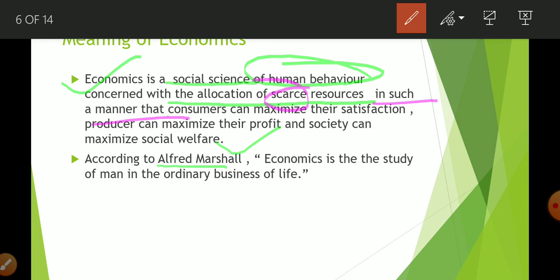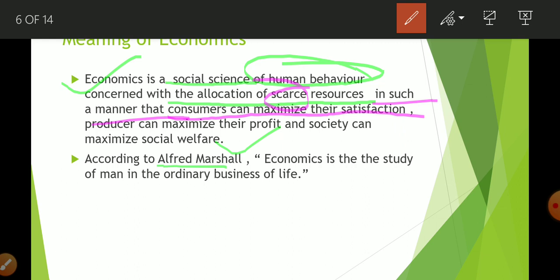Consumers can maximize their satisfaction. A consumer is able to maximize his or her satisfaction, meaning when you spend your money, you are satisfied with it. If you talk about the producer, producers can maximize their profit.